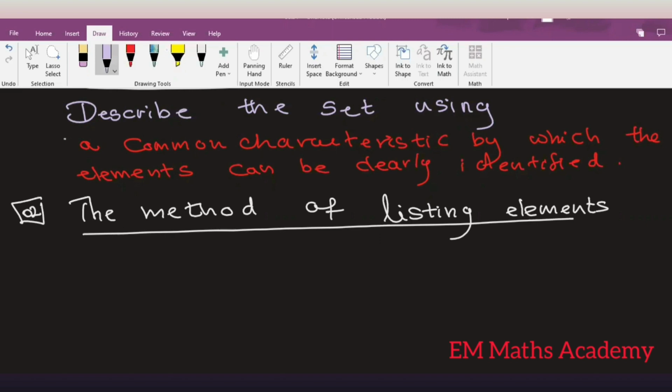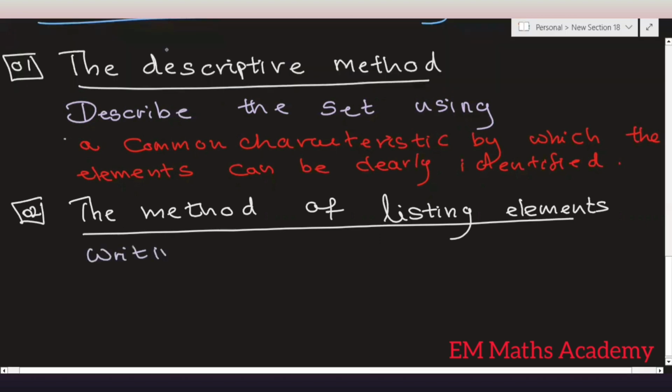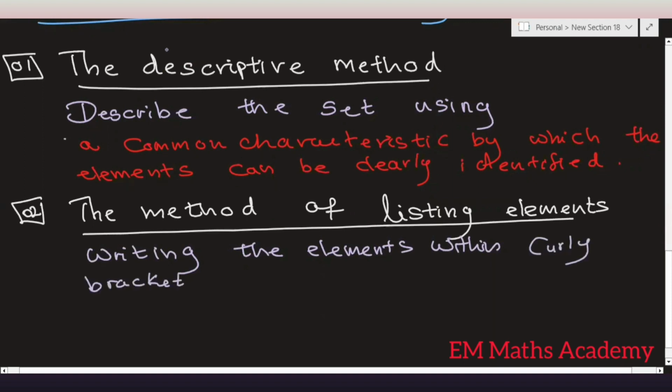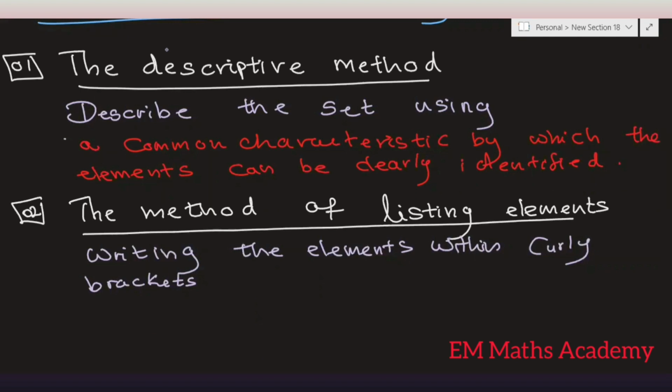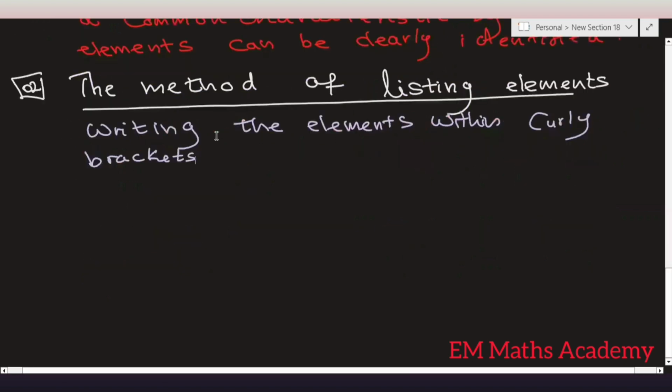Let's see. Write the elements within curly brackets. Okay, at the beginning I told you that we write a set within curly brackets. In the descriptive method also, I will explain, we describe the characteristic within curly brackets. So we write the elements also within curly brackets. That is called the method of listing elements.